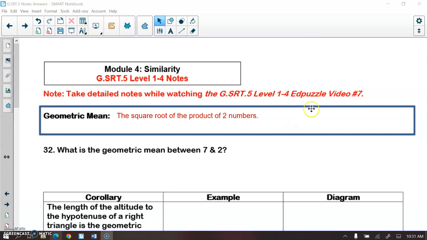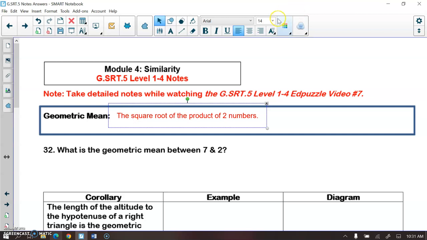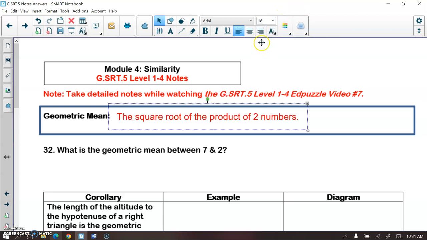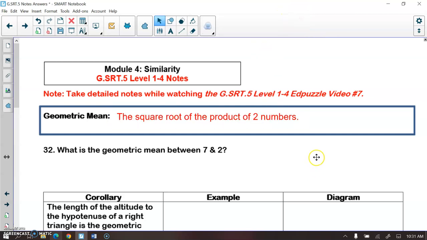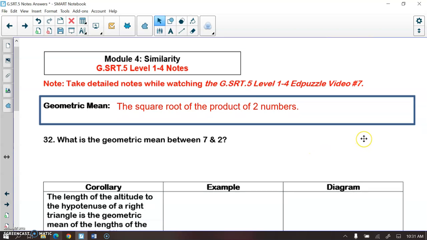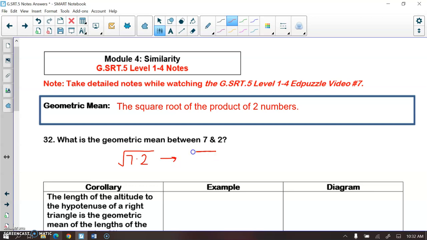All right, so geometric mean is a vocab phrase that I'm going to be using. Geometric mean is the square root of the product of two numbers. So if I ask you, what is the geometric mean between 7 and 2? You would do the square root of the product of those two numbers, 7 times 2. So the geometric mean between these two numbers is the square root of 14.